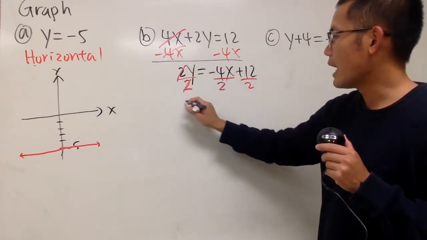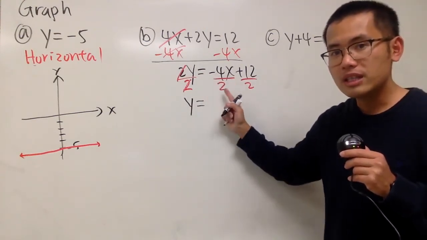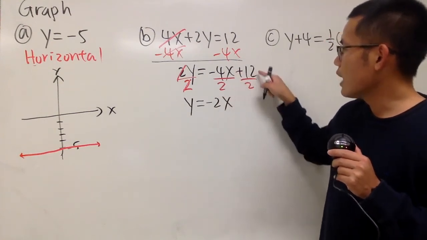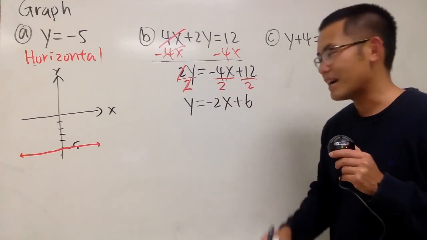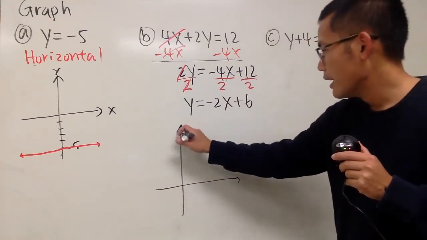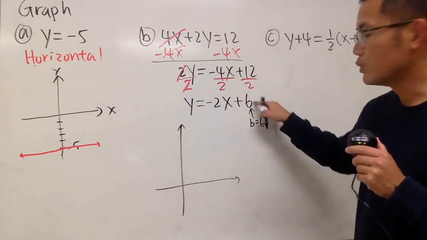So we have y is equal to, let's work this out. -4 divided by 2, we get -2. And the x, and then 12 divided by 2, we get +6. So now, this is the equation that we have. And again, here we go. Let's go ahead and go to our graph paper. And here is the 6, yeah? We begin at the y-intercept. We begin at this number.